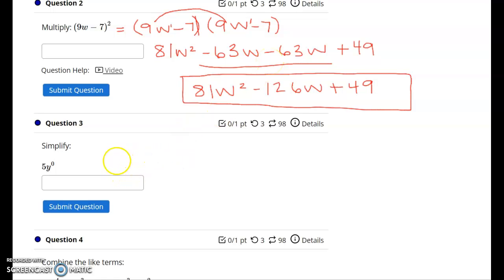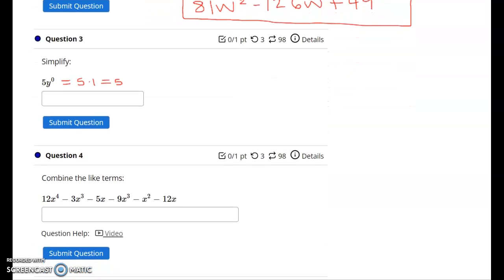Okay, number 3, we're not going to do every single one, but these all have ones I'd like to do. So any number to the 0, even if it's a variable, no matter what it is, is just 1. So this is just like saying 5 times 1, or just 5. Now, it might be tempting to think the whole thing is 1, but it's not, because only the y is to the 0. So make sure you be careful with that.